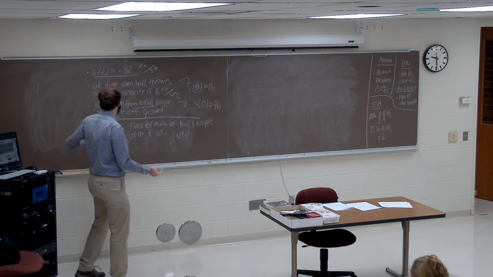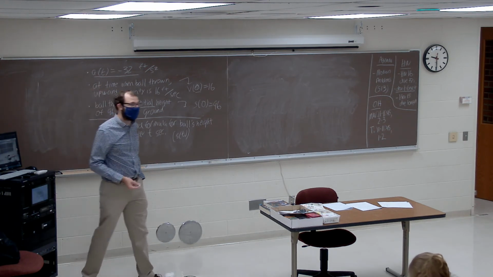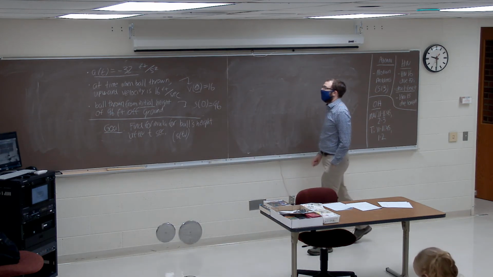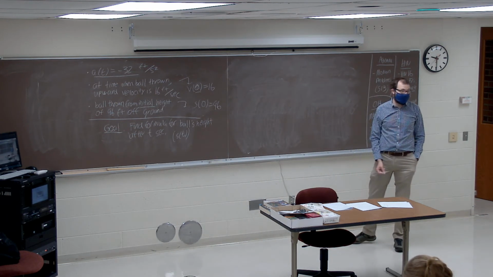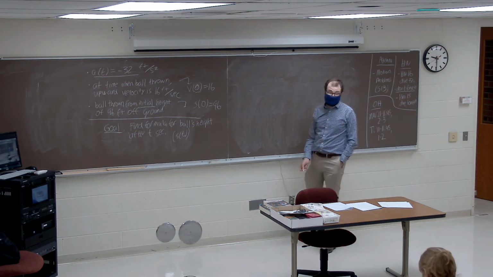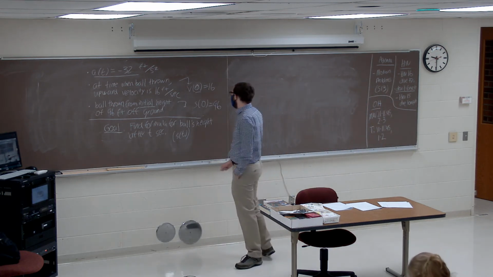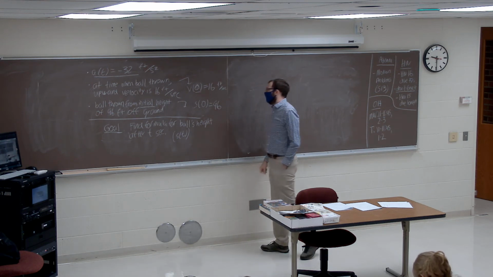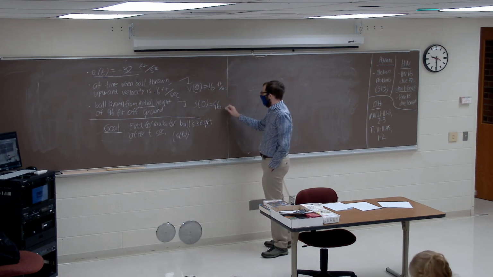If we were in space, we'd get A of t is 0, not negative 32. So here's our three pieces of information. We have our A of t is going to be constant, negative 32 feet per second squared. Our V of 0 is 16 feet per second, and our S of 0 is 96 feet.